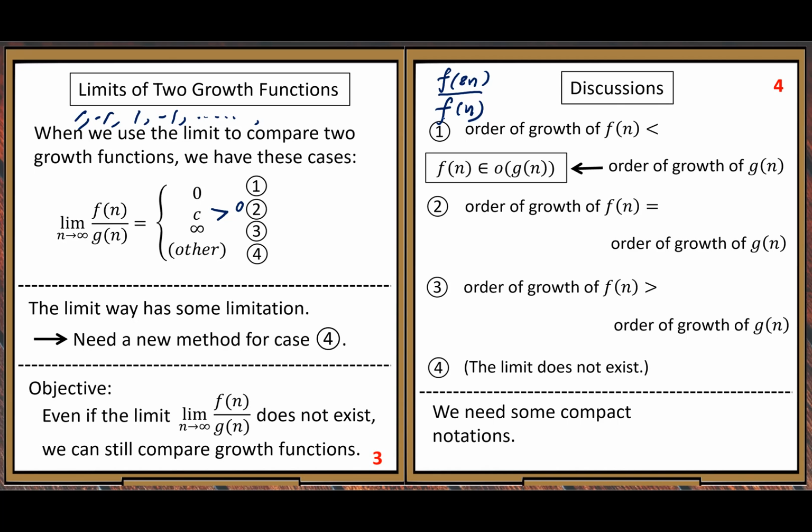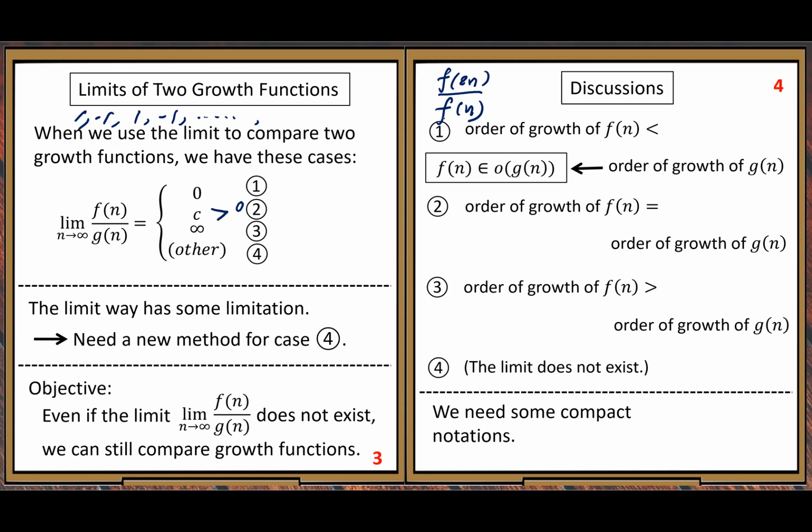The first notation: when the order of growth of f of n is less than the order of growth of g of n, we say f of n belongs to little o of g of n. Look at this symbol. What's the meaning of little o? It's just notation. The meaning is that the limit of the ratio equals 0. That's why we use the little o.